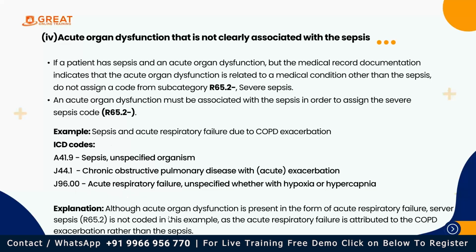Now you can see here, although acute organ dysfunction is present in the form of acute respiratory failure, the severe sepsis code, which is R65.2, is not used because in this example they have already mentioned that this organ failure is due to COPD exacerbation. So they have not given any relationship between sepsis and organ dysfunction. They have mentioned that this organ dysfunction is due to another condition, like in this scenario. That's why we should not use R65.2.